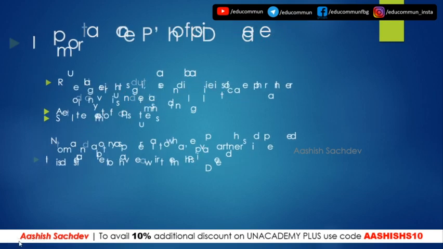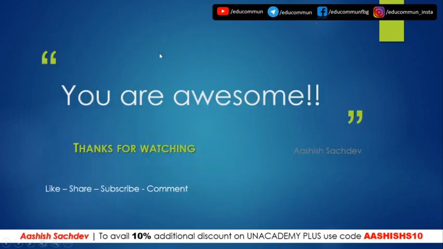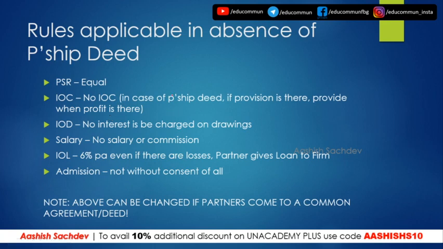Why? Because of all these benefits. Okay, then now what are the rules? Now this is important. What are the rules that have to be applicable in case of absence of partnership deed? So the profit sharing ratio has to be equal among the partners. IOC, it means interest on capital. No interest on capital has to be paid. Okay, interest on drawing, no interest on drawing has to be charged. Salary, no salary or commission has to be paid to the partners. Interest on loan, in case a loan has been given by the partner to the firm, then yes, there is a provision of interest that has to be paid to the partner at the rate of 6% per annum.